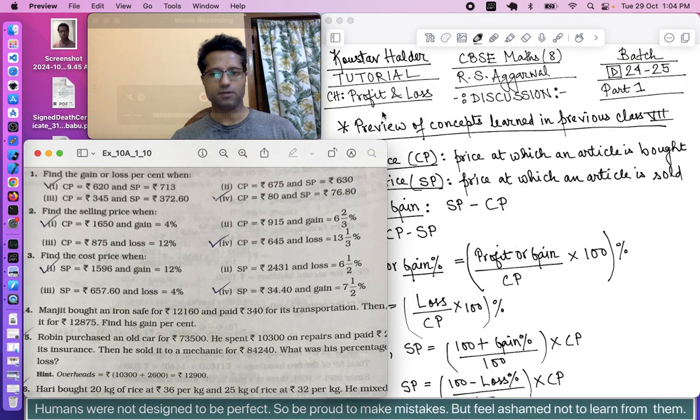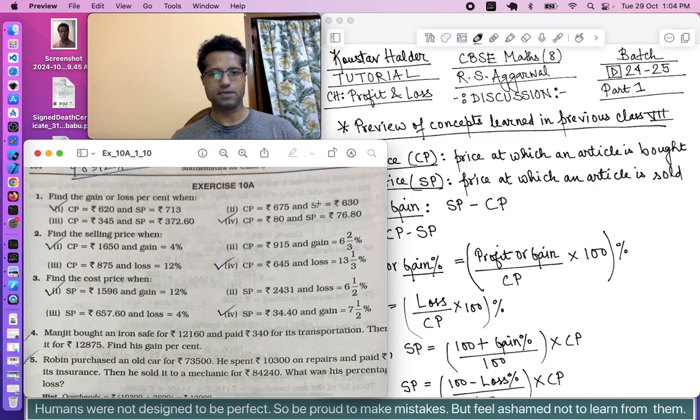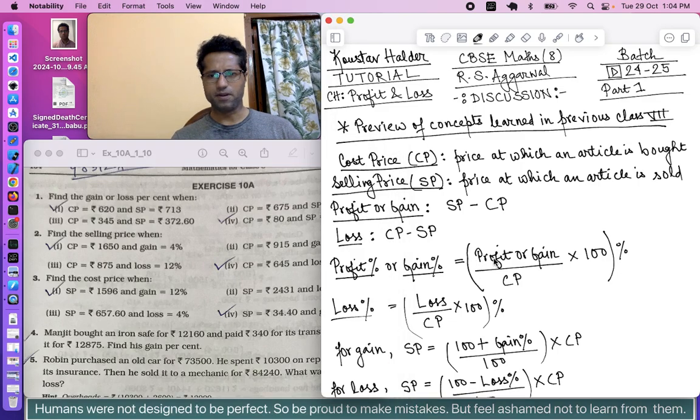Okay, so I have the problems of exercise 10A, which is on the preview concepts of profit and loss that you have already studied in your previous class. On the right hand side, I have prepared a few notes as a reference to discuss the concepts. So let's get started. The first concept is the cost price, denoted by CP. The price at which an article is bought is known as the cost price.